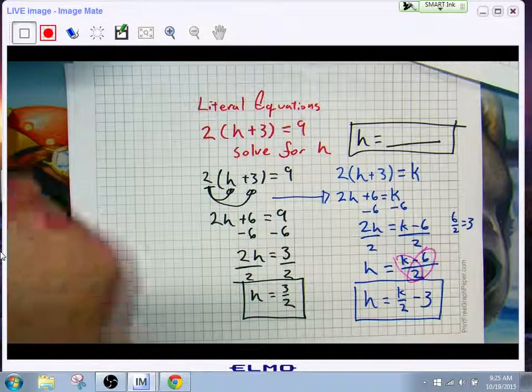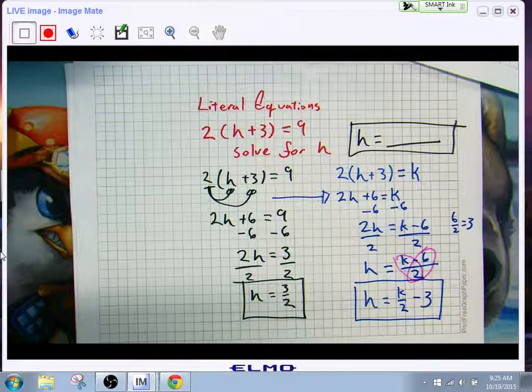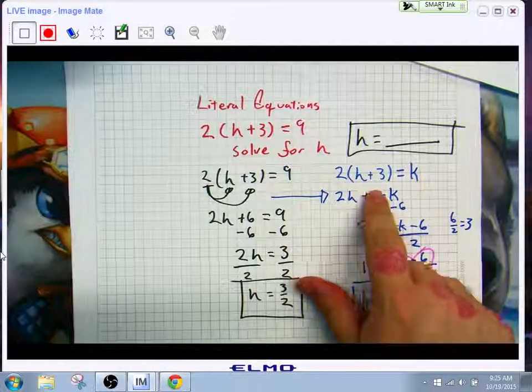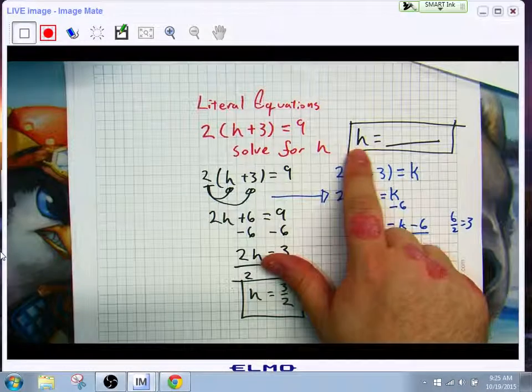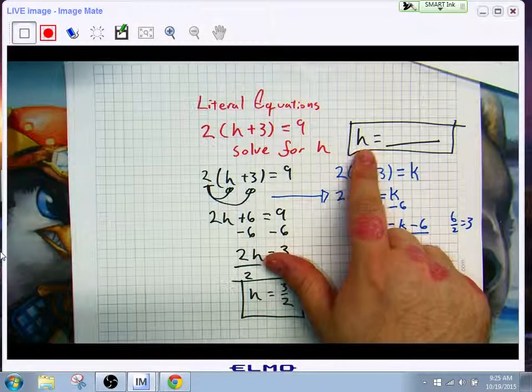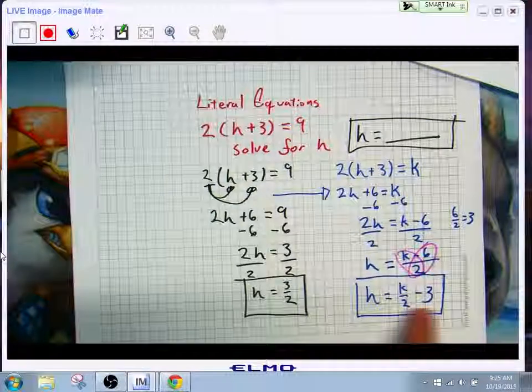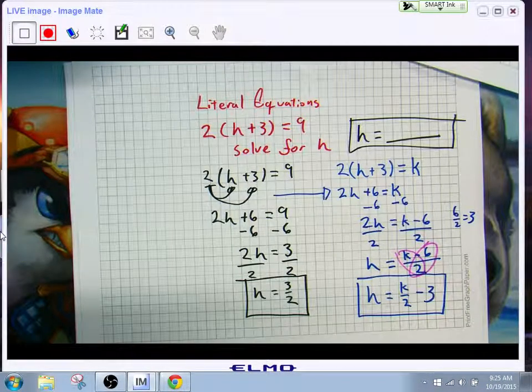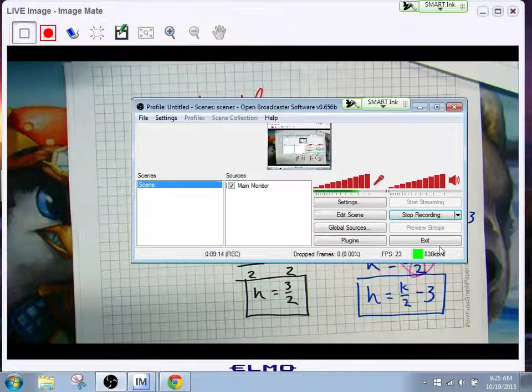And so when we're looking at literal equations, we can do it for any number of variables. It doesn't matter what numbers are here. What matters is that we end up with one of our variables isolated on the left-hand side. And then we have everything else on the other side. And that should be enough of a review for you guys to do your homework.